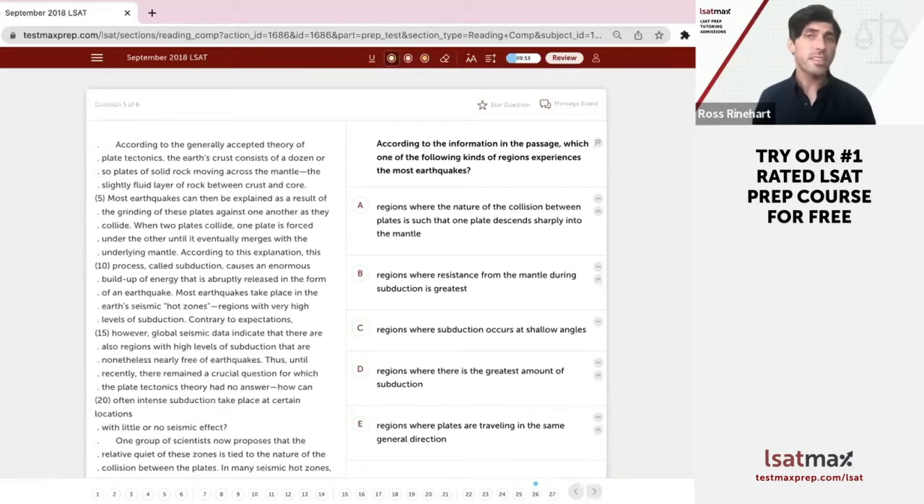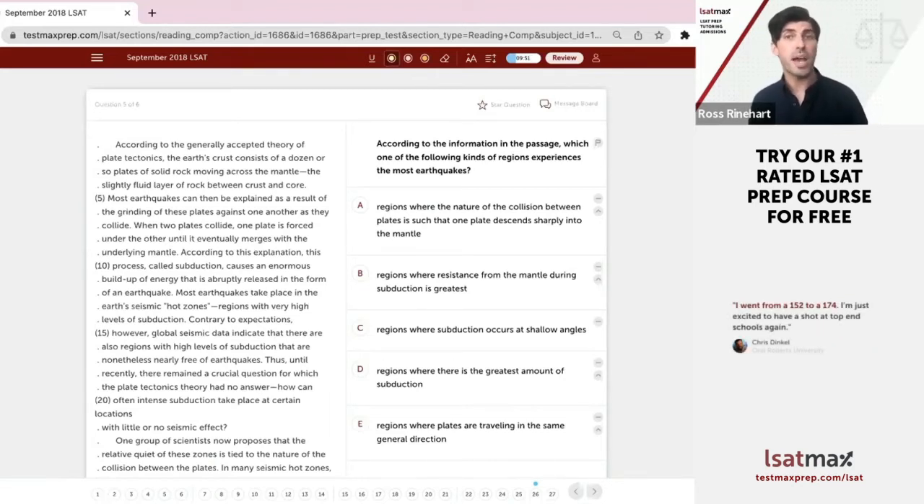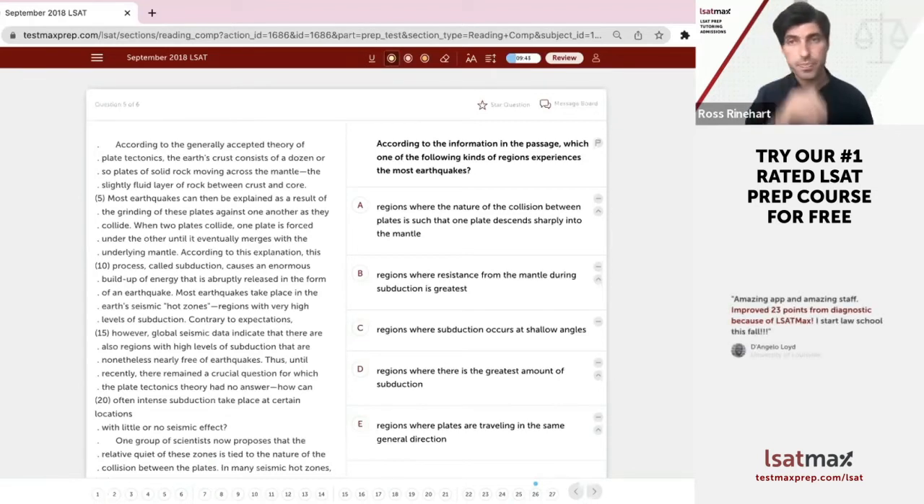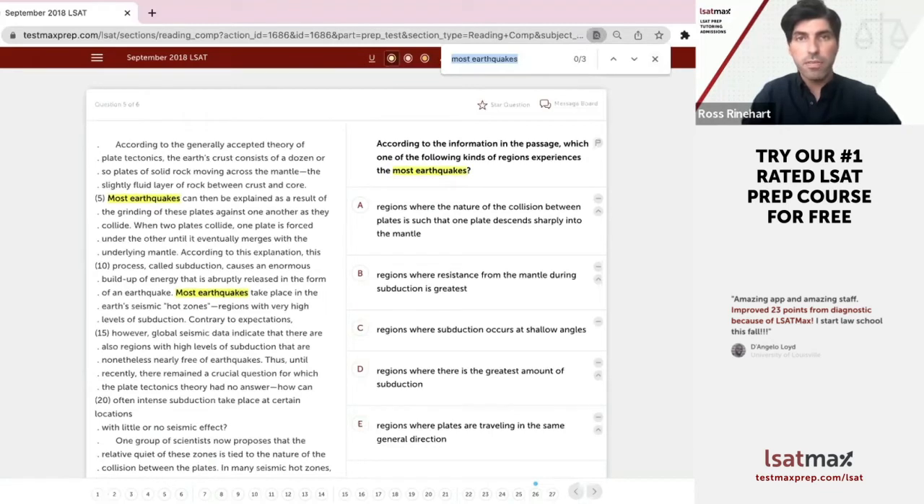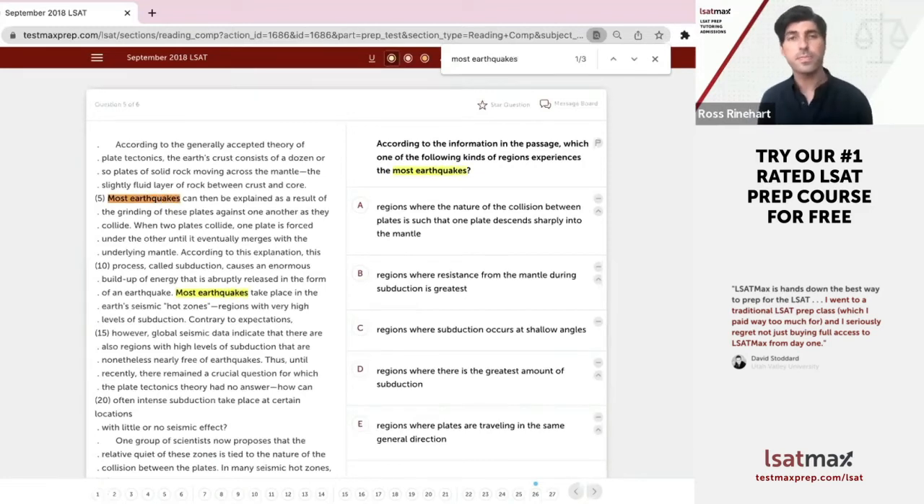It's also telling us that that detail is explicitly mentioned in the passage according to information in the passage. They're telling us, hey, this detail is in the passage. So you can use Ctrl+F to find it. So here's what a lot of test takers would do. They would go to Ctrl+F, and they would search "most earthquakes," since this is asking about the regions that experience most earthquakes. We can see there are 2 appearances of that phrase in the passage.